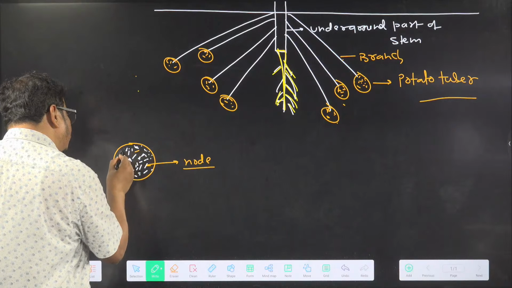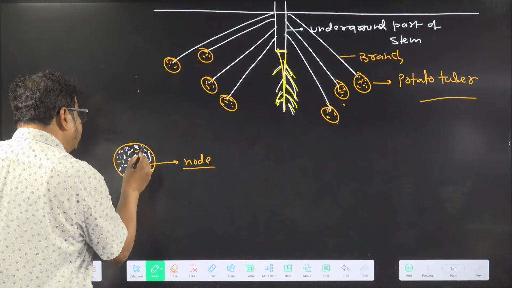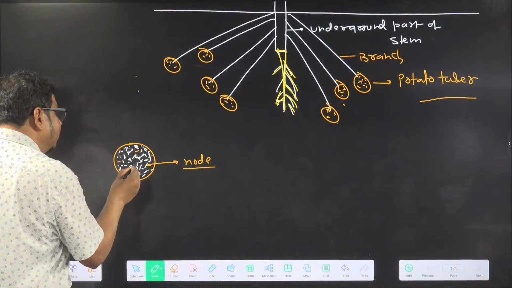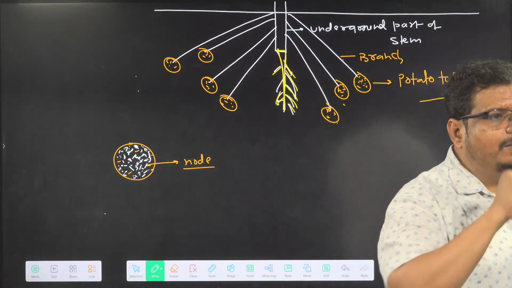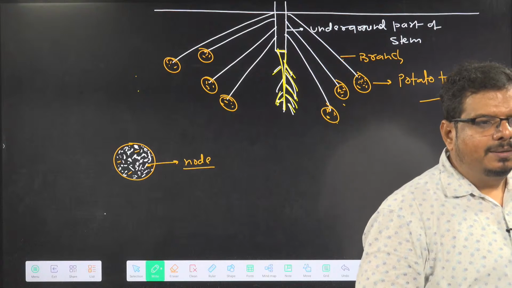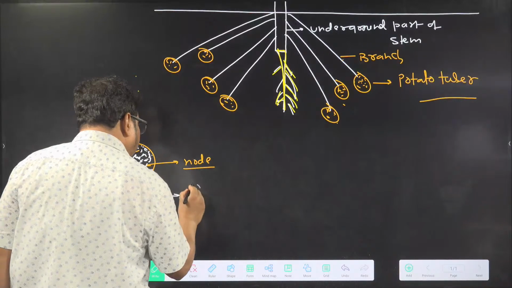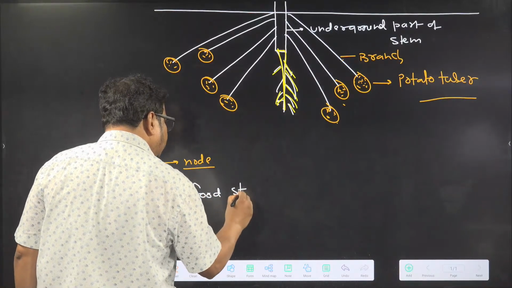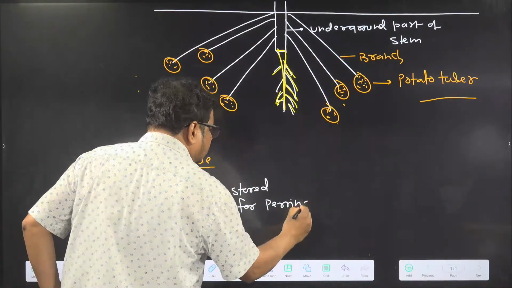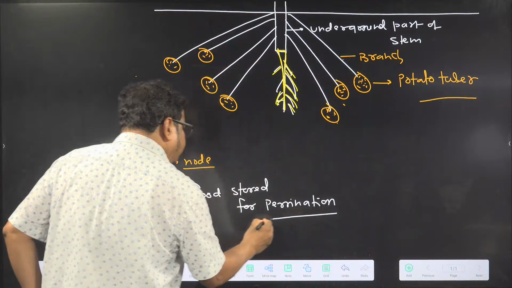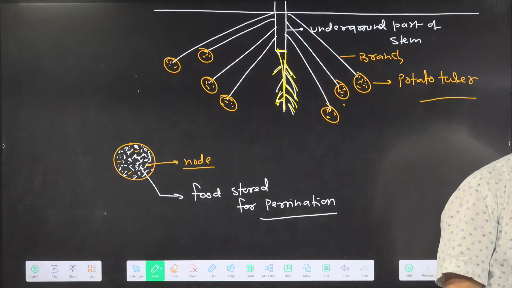So why is this potato storing the food? They are not storing the food for humans to eat. They are not storing the food thinking that a time will come when humans will eat us, so do the welfare of the human. Why are they storing the food? They are storing the food for which purpose? For perennation. Perennation is what? Passing through the unfavorable condition.